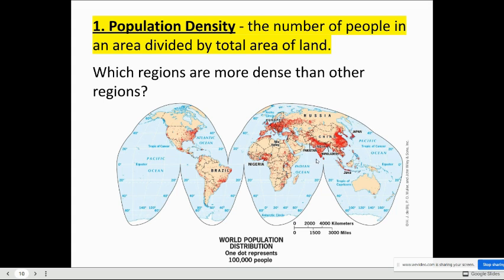So we can take a look at density on a dot map. We could also take a look at different types of maps. We can see that places like India, Bangladesh over here, and parts of Europe are really densely populated. Japan's very densely populated. And places like Canada, for example, or Australia, as we already mentioned, are not very densely populated.